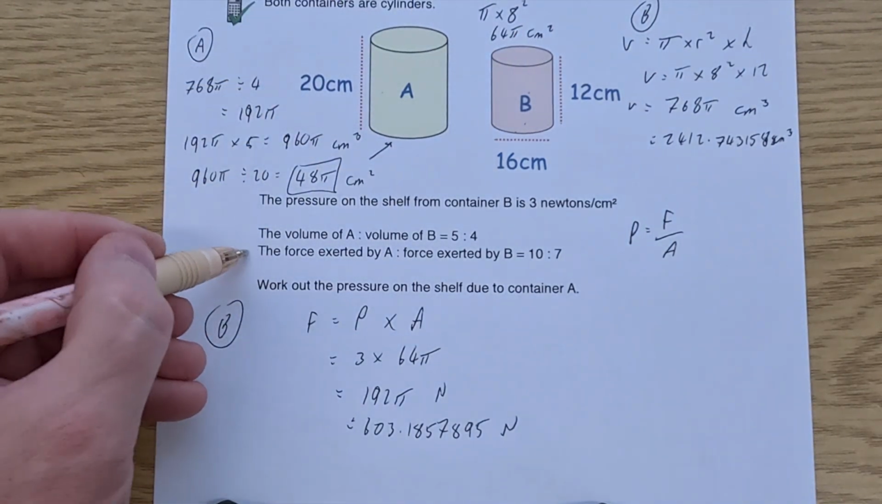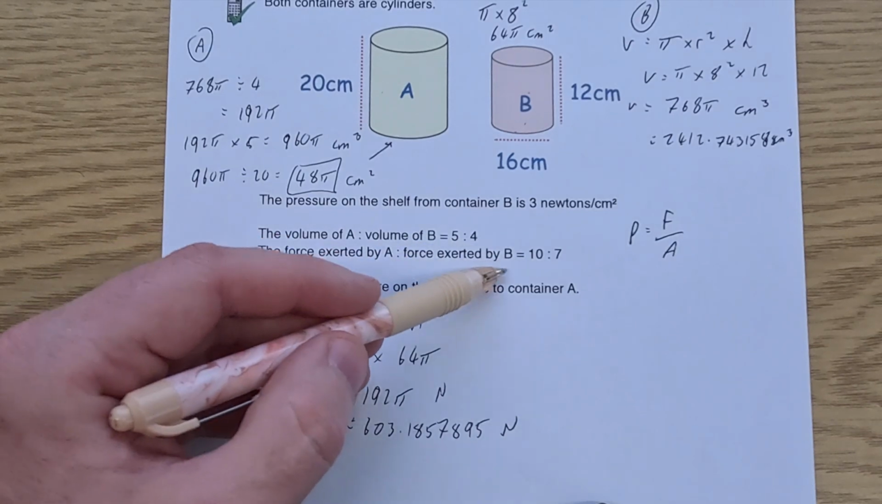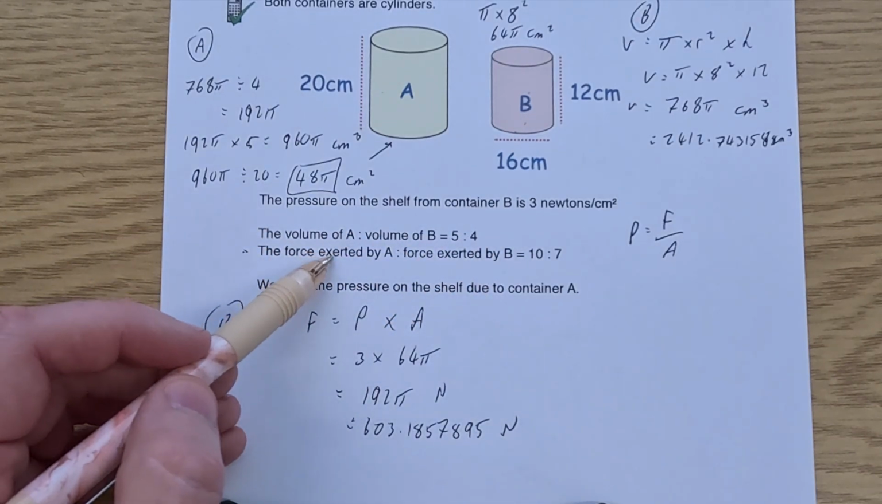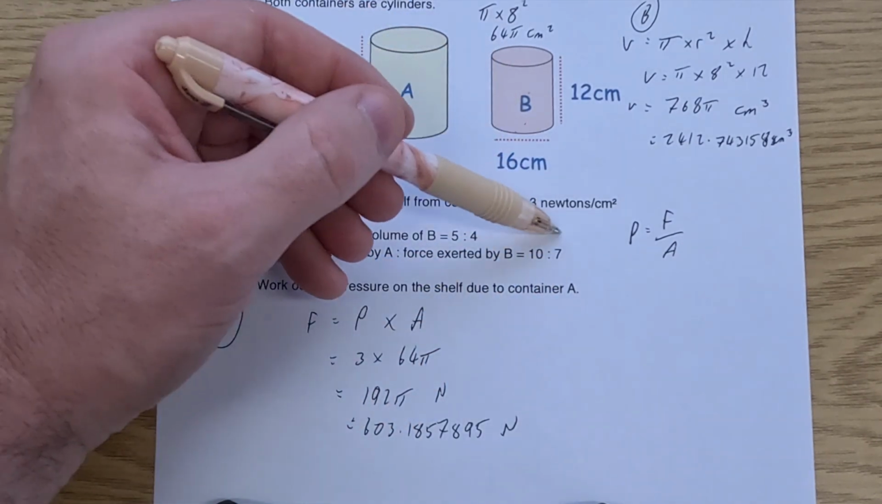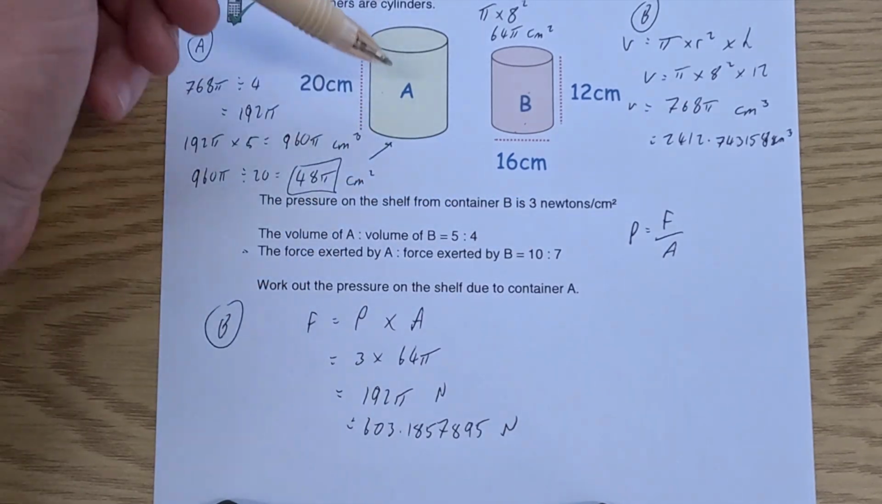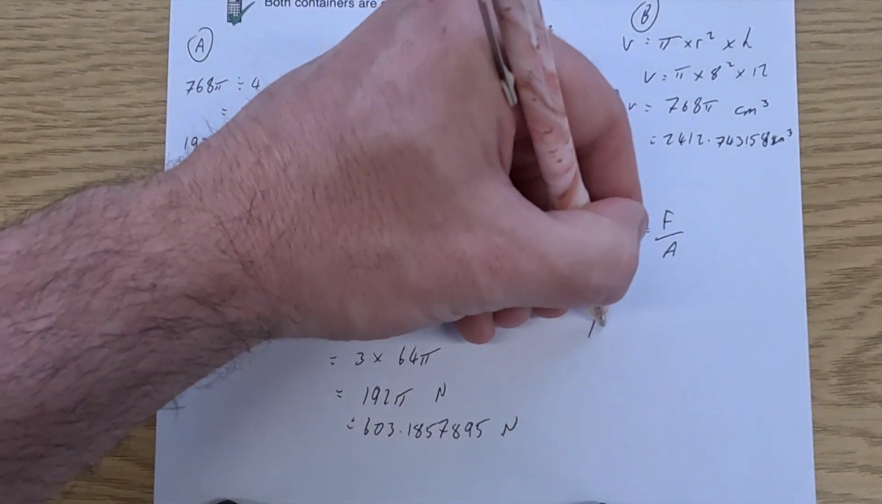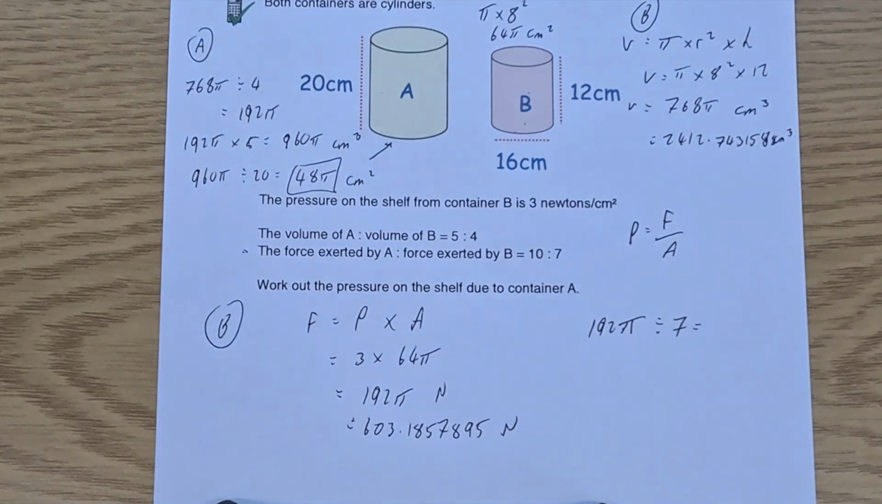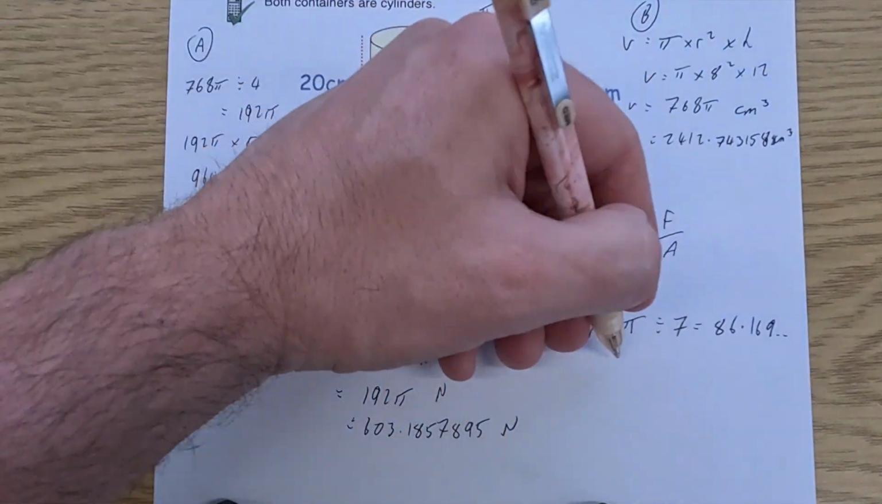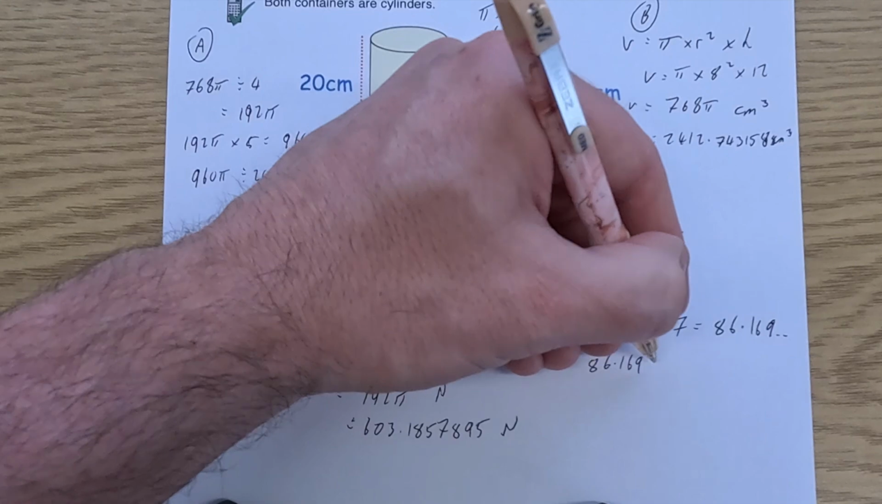Now we're going to go to this ratio here, because we know the force exerted by B, and we know the ratio of the force exerted by A to the force exerted by B is 10 to 7. If we divide the force exerted by B by 7 and then times it by 10, we'll find the force exerted by A. So let's take the 192 pi and divide that by 7, and that's equal to 86.169 and so on. And then we're going to times it by 10, A's number in the ratio. So 86.169 and so on times 10 is equal to 861.69 and so on newtons.